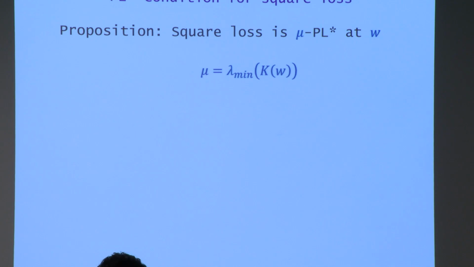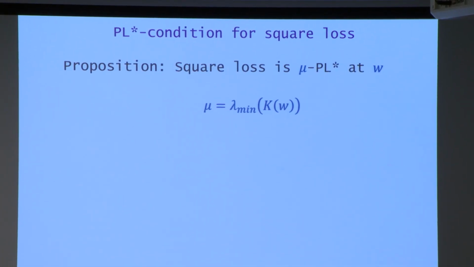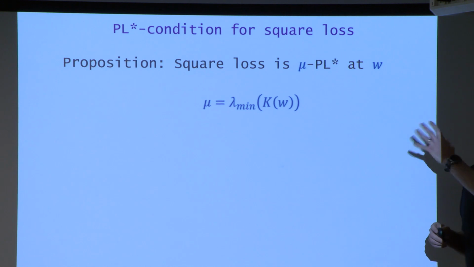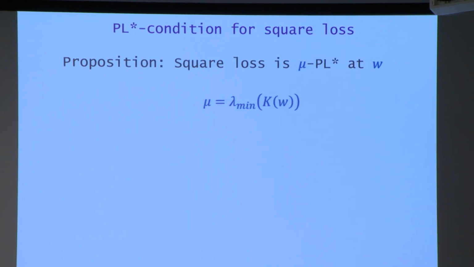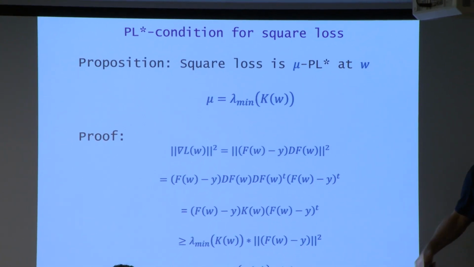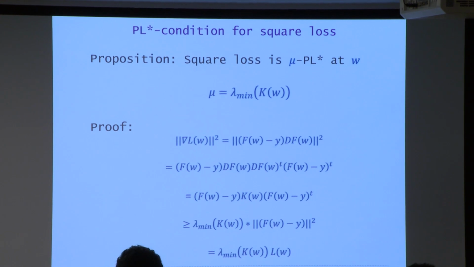And now you can prove a very simple proposition that the square loss is mu-PL star at W if mu equals the smallest eigenvalue of the kernel. I put a proof because it's like one line. So this is nice because this gives exact control over this.